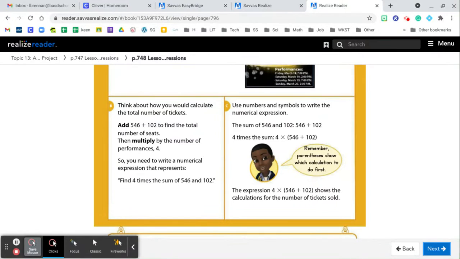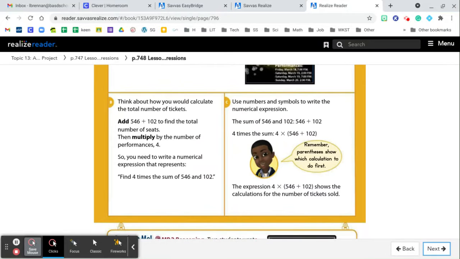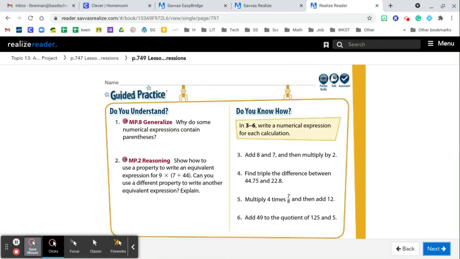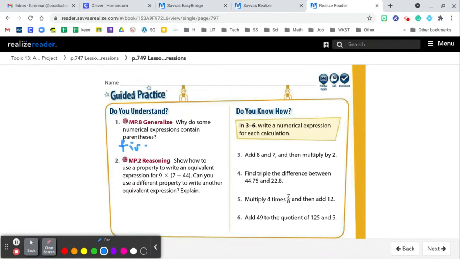So one way you could do it is add 546 plus 102 to find the total number of seats and then multiply that by 4. You could write out an equation. 4 times (546 plus 102), and that's what we did over here. Remember, parentheses show which calculation you do first. Why do some numerical expressions contain parentheses? Parentheses are one way to show what calculation needs to be done first. So it's going to indicate the first calculation.